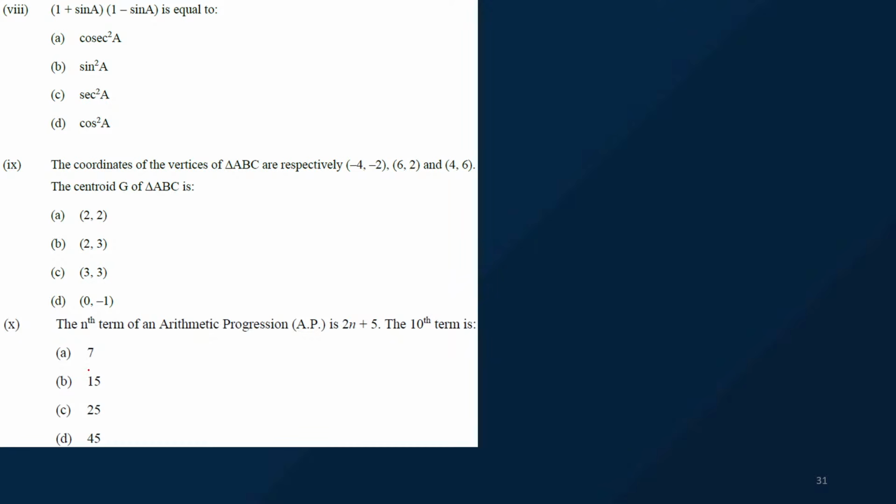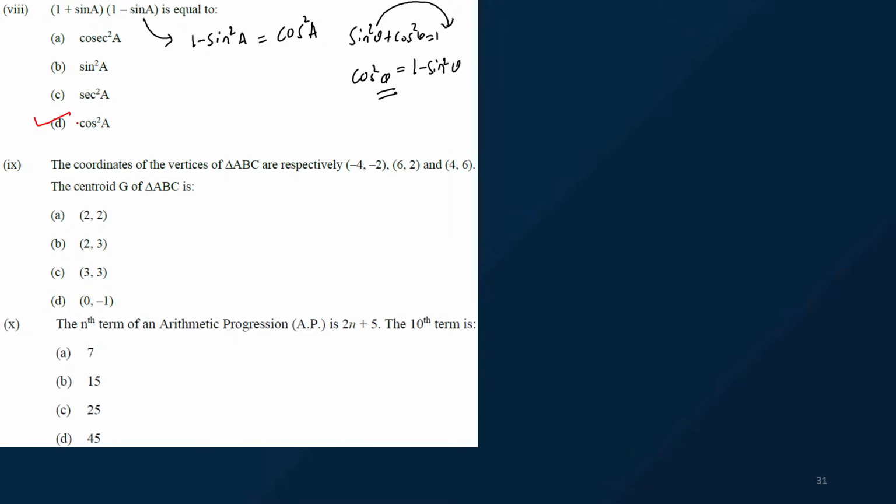1 plus sine A into 1 minus sine A. What can I write over here? It looks like (a plus b) and (a minus b), that is equal to a square minus b square. That is 1 minus sine square A, which is equal to cos square A, because you know that sine square theta plus cos square theta is equal to 1. So if I bring this sine square over here, that is going to be 1 minus sine square theta, that is equal to cos square theta. So cos square A is the right option.